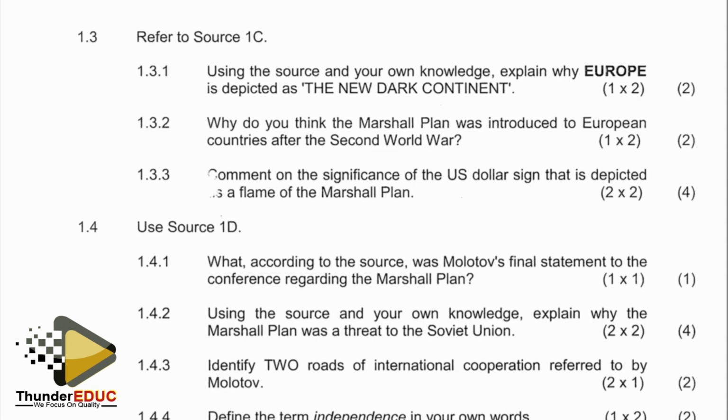Right, let's go to the question. Using the source and your own knowledge, explain why Europe is depicted as the new dark continent. We had the old dark continent. We know Europeans used to refer to Africa as the dark continent, and they used to regard Africa as uncivilized. But now it is Europe which is the dark continent. We are no longer talking of the old dark continent, now we are talking of the new dark continent. Why is Europe depicted as such?